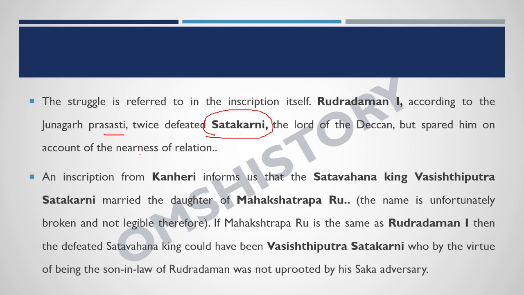Now who was this Satkarni? We find an inscription from Kanheri, and the Kanheri inscription states that the Satvahan king Vasishthiputra Satkarni married the daughter of Mahakshatrapa Ru. Now unfortunately the inscription is broken from here, but if this Mahakshatrapa Ru is the same as Rudradaman the first, then the defeated Satvahan king, whom the inscription mentions again and again, must be Vasishthiputra Satkarni only. By virtue of being the son-in-law of Rudradaman, he was not uprooted by his Saka adversary. That's why he was defeated but not uprooted. It has been mentioned that on account of the nearness of relation, he was spared. So this Satkarni might be Vasishthiputra Satkarni.